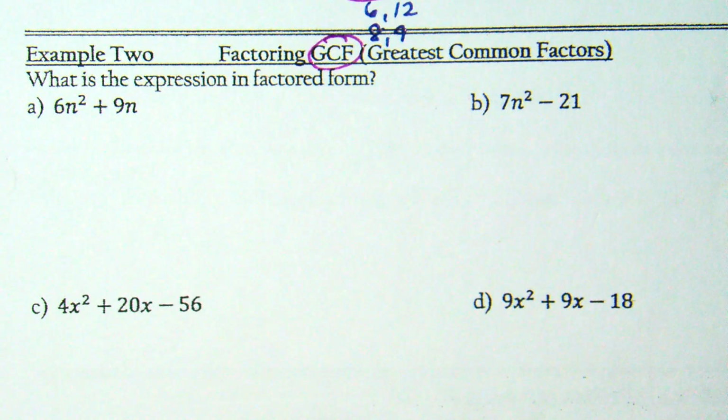Okay. So as we look at 6n squared plus 9n, first question to ask yourself, is there a GCF? 3. So 3 divides into 6n squared, and 3 divides into 9n. Is 3 the only GCF? 1. But we don't count 1, right? Because 1 is the default answer if we have nothing else. So 3 is our numeric GCF.